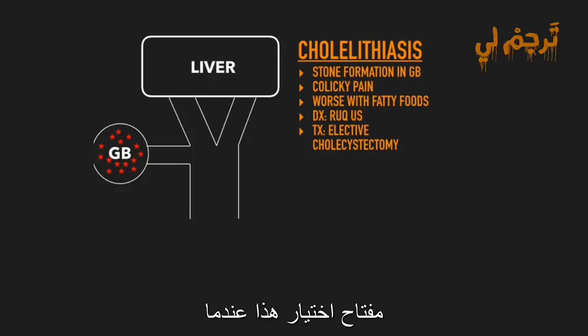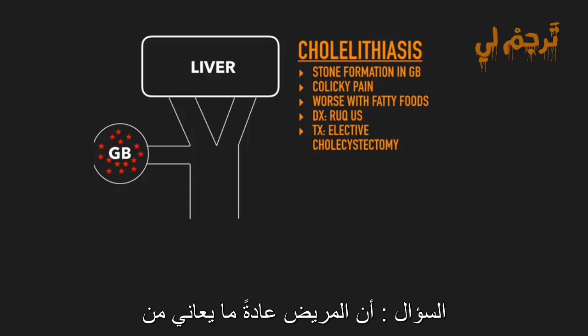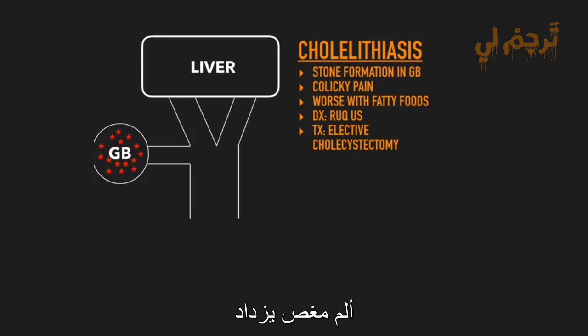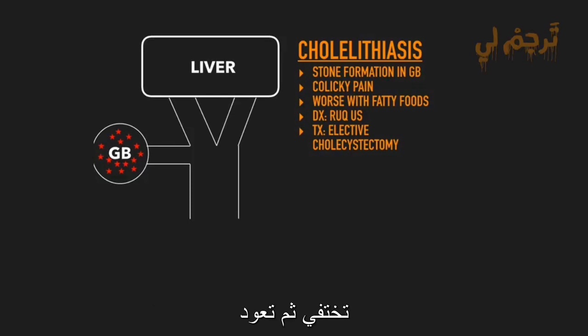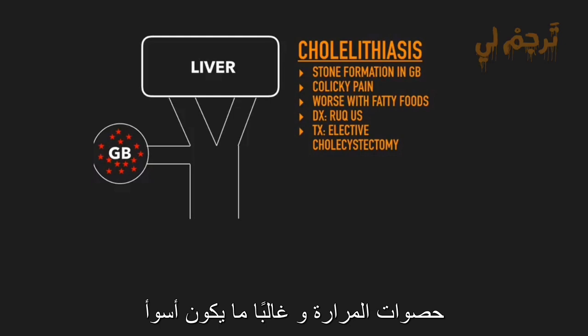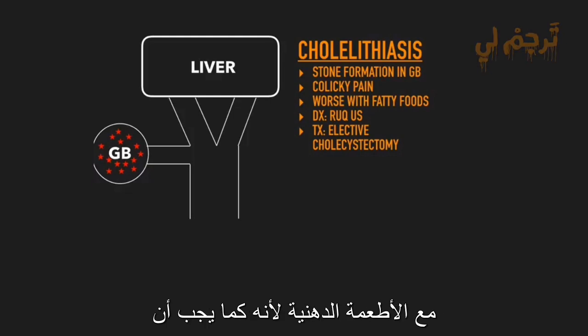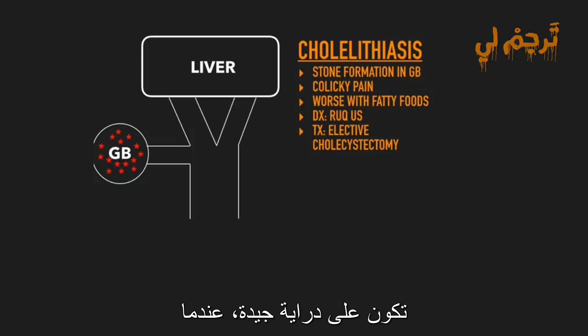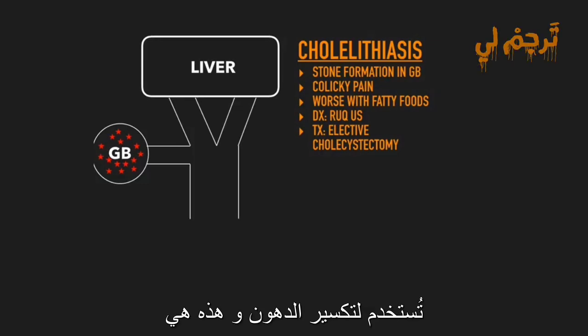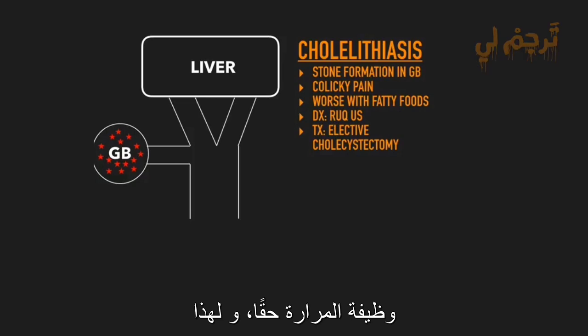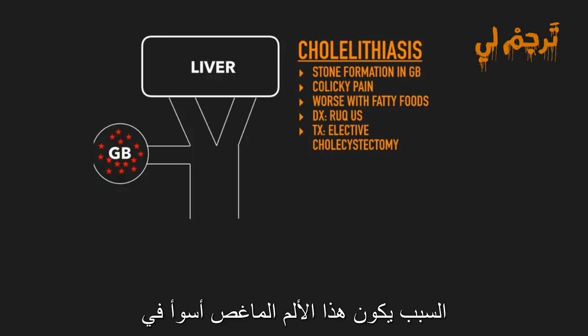Now, the key to picking this out when they describe a patient to you in the question is that the patient typically will have colicky pain, right? Waxing and waning in the right upper quadrant. Sometimes they'll have cramps and then they'll disappear, and then they'll come back and then they'll disappear. That's colicky pain, and it's very classic of cholelithiasis. And it's oftentimes worse with fatty foods because, as you should be well aware, when the gallbladder contracts, it secretes a substance that is used to break down fats. And that is really the job of the gallbladder. So that's why this colicky pain is worse.